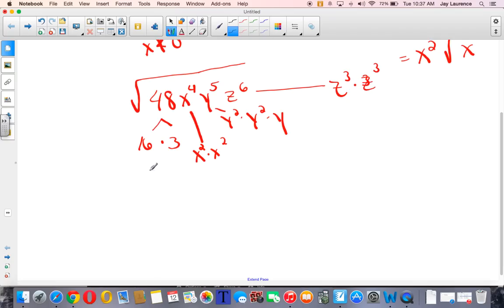Okay, so we're going to end up with a situation like this. We're going to have a 4 outside and a 3 inside. We're going to have an x squared outside, right? No x is left inside. We're going to have a y squared outside and a y inside. And then we're going to have a z cubed outside, but the z cubed will need to be an absolute value.